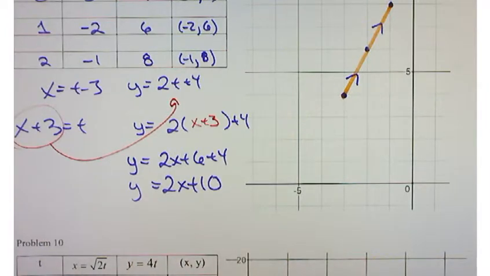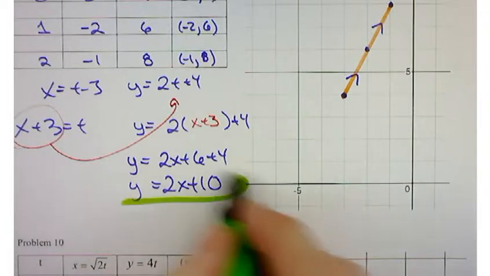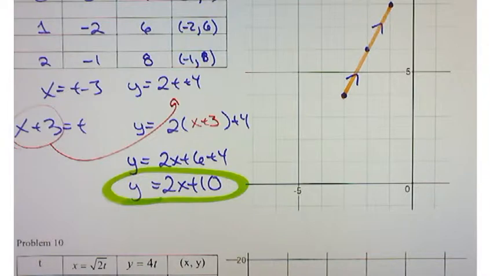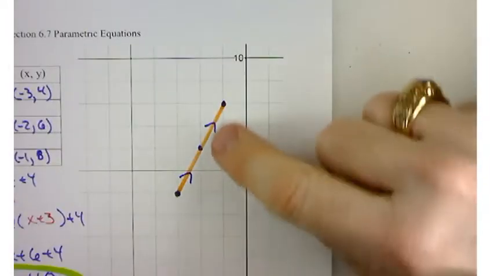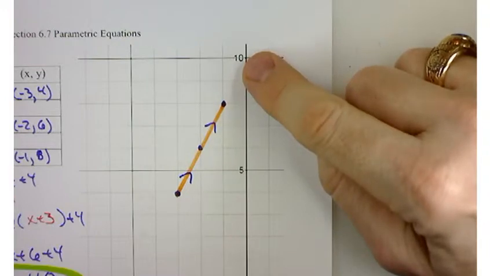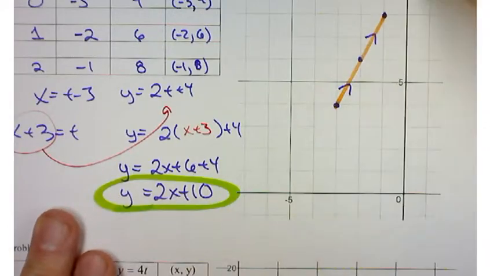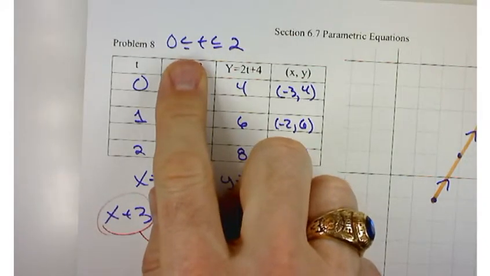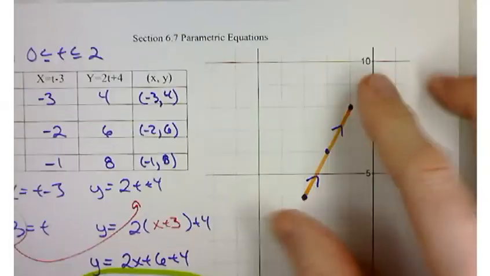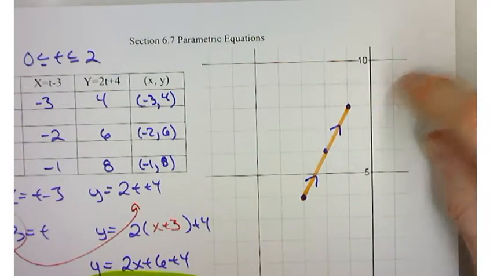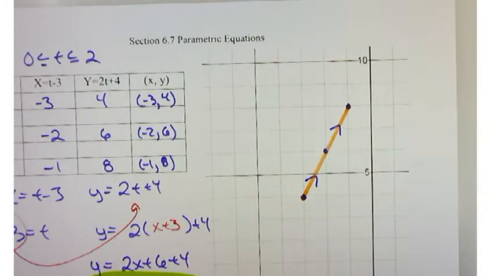And that actually makes sense. What can you tell me about this equation? What do you know just based on the form of that equation right here? Slope is 2. What's the 10 tell me about this problem? It's the y-intercept. In fact, you can see that if you extended this line in a natural way, you'd end up right there at the y-intercept of 10. So this equation would be the whole line, but our parameterized version just gives you a little piece of the line, and it traces it out in this direction. So, okay, not bad.